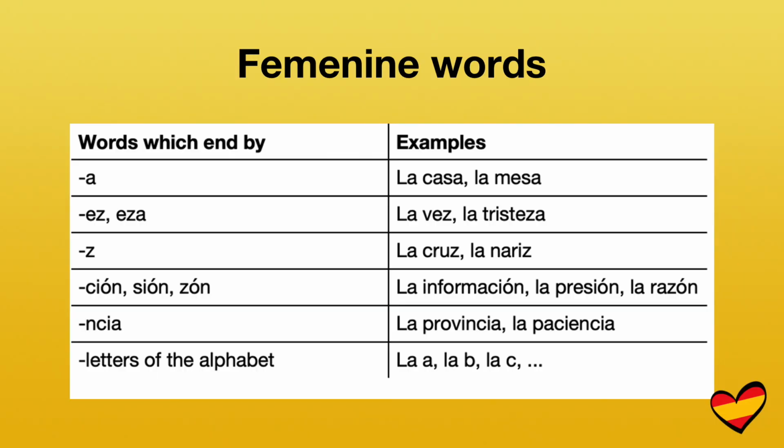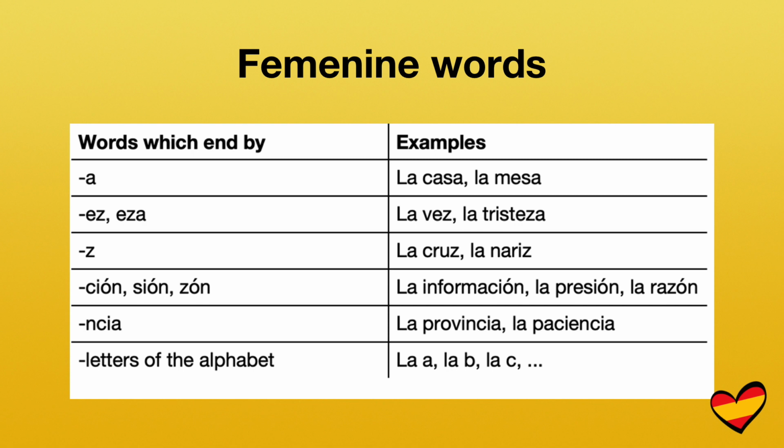Okay, so now let's have a look at the next table because it has some tips to guess which words have a feminine gender, okay? So, words which end by a, like for example, la casa or la mesa. But be careful with this because there are many exceptions. So, most of the words which end by a are feminine, but some others are not, so be careful.